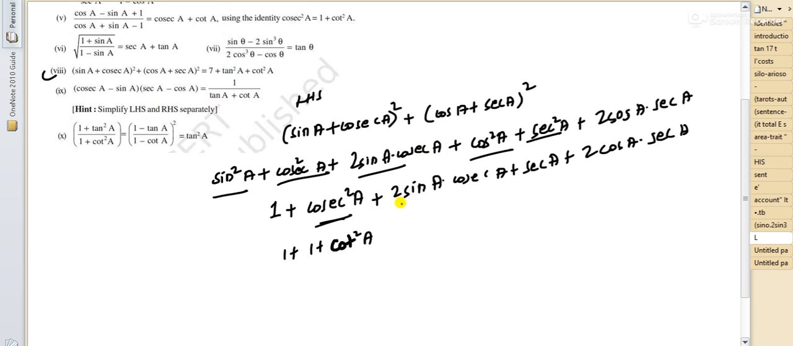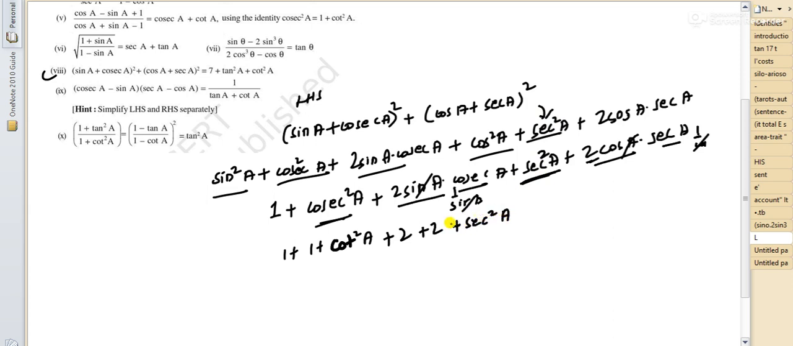Next, if you look at this sine and cos, they are reciprocal of one another, so can I write this as 1 by sine? If I write this, sine a will get cancelled, we'll get just 2. Similarly here, cos and sec are reciprocal of one another, so cos will get cancelled, we'll get just 2. So 2 plus 2, and the last one, what is this? Sec a. Sorry, it was sec square a, correct? It was sec square a, not sec a, so I'll write that as sec square a.